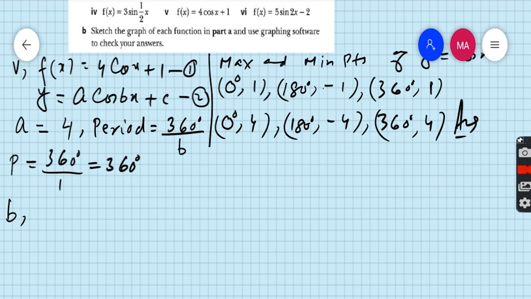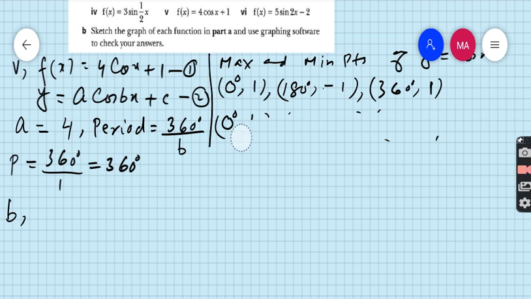One mistake, sorry, I forgot to take the vertical value. What does it mean? If we put 0 degree in our equation, 4 cos 0 is 4 times 1. So at 0 degree, the value is 4 and the vertical shift c is given as 1. So 4 plus 1 is 5. Sorry, I forgot to put 5.